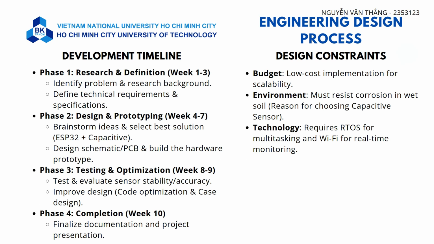Development timeline we separate into four phases. Phase 1 research and definition. We identify problem and research background, define technical requirements and specification. Phase 2 design and prototyping. We start to brainstorm ideas and select the best solution like ESP32 and capacitive. Then we design schematic, PCB and build the hardware prototype.